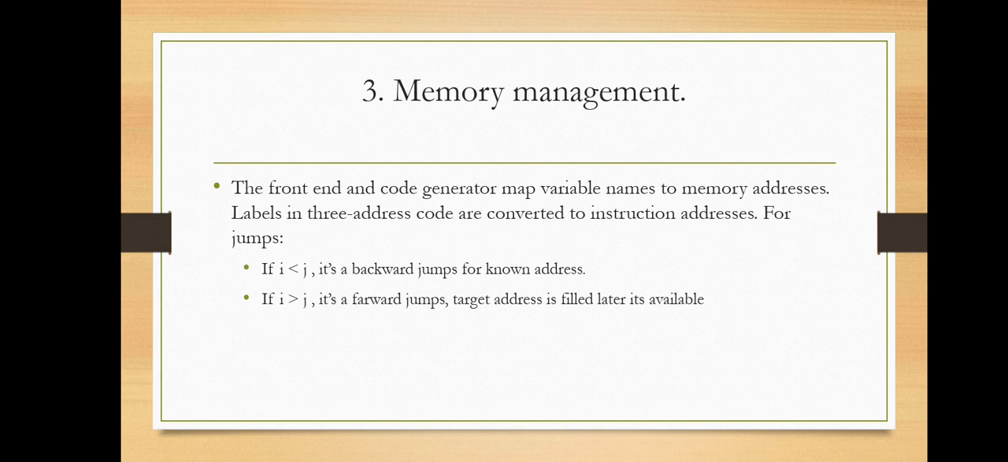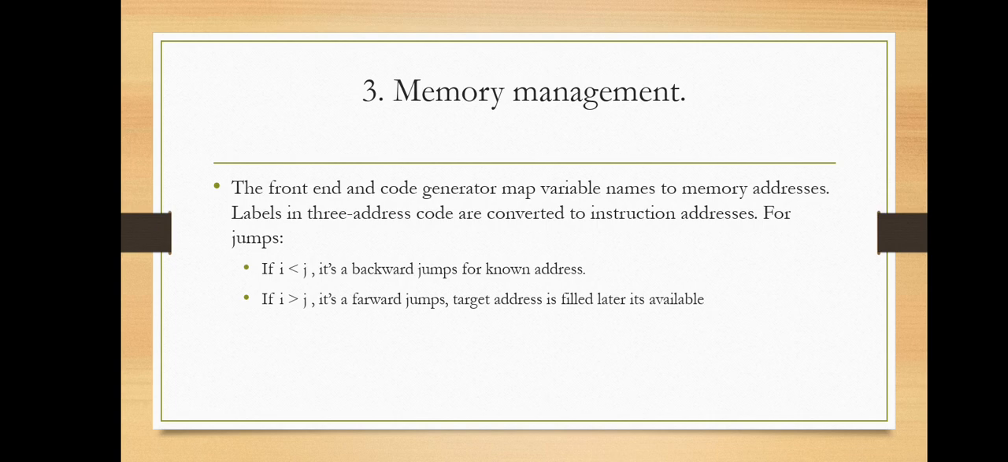A name in a three address statement refers to a symbol table entry for the name. So as I said, the symbol table is connected to all phases. It stores the data of identifiers with their type and name. So it stores all the information related to the variable.